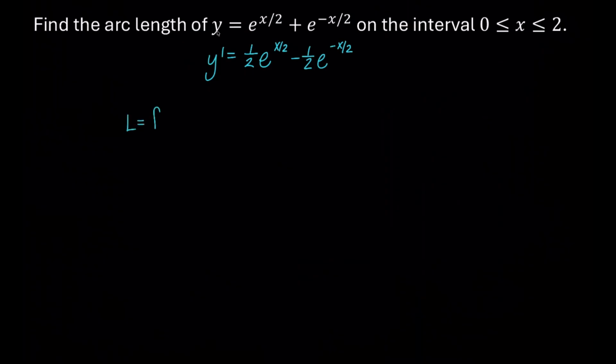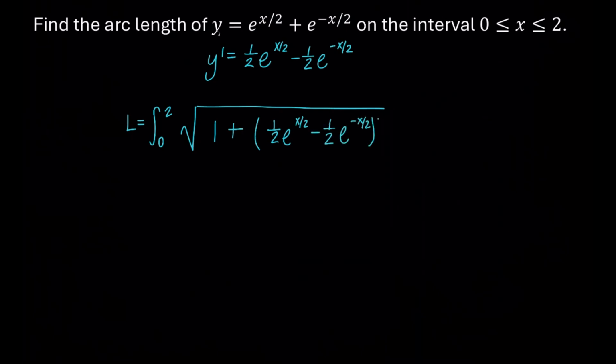Now let's set up our integral. Our arc length is going to be the integral from 0 to 2. And then I'm going to have the square root of 1 plus my derivative squared. So I have 1/2 e to the x over 2 minus 1/2 e to the negative x over 2 squared dx. Just like the previous example, I'm going to have to multiply this out.